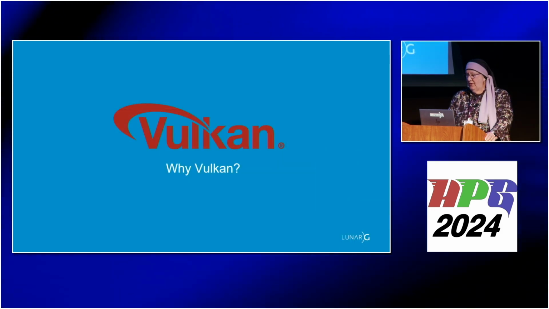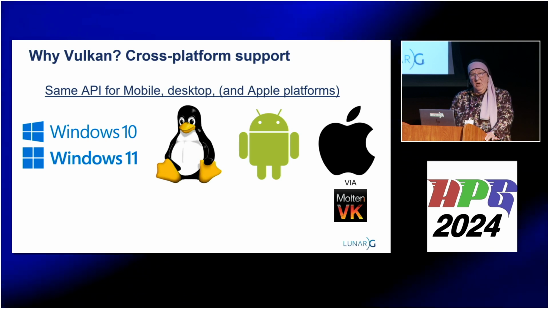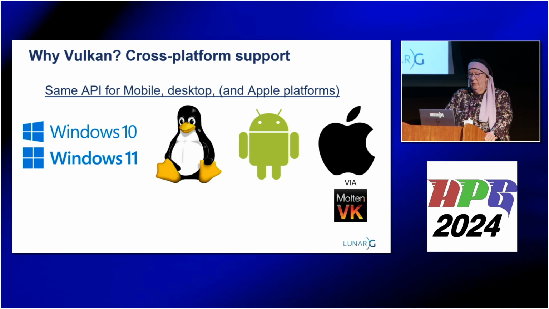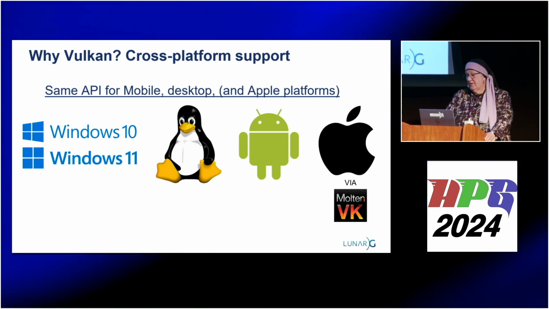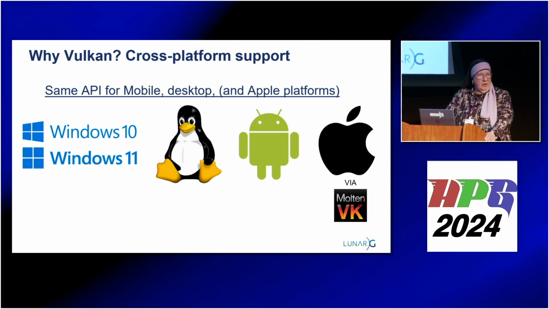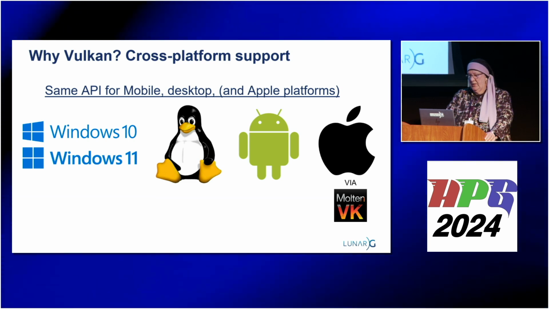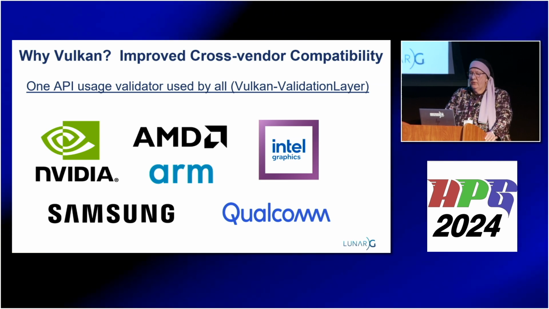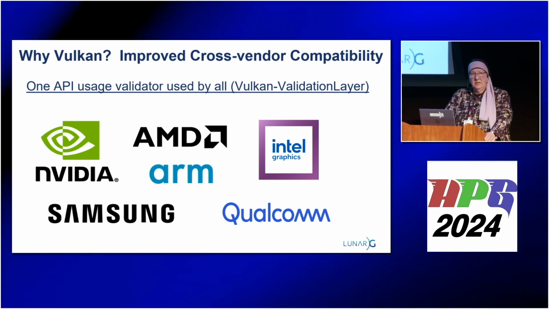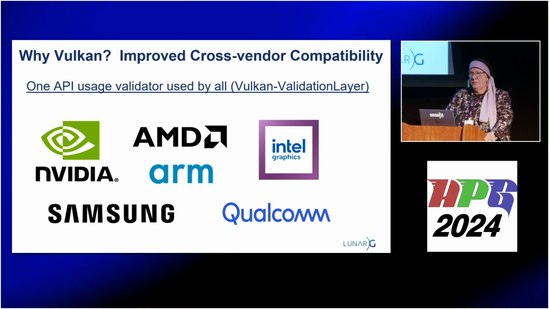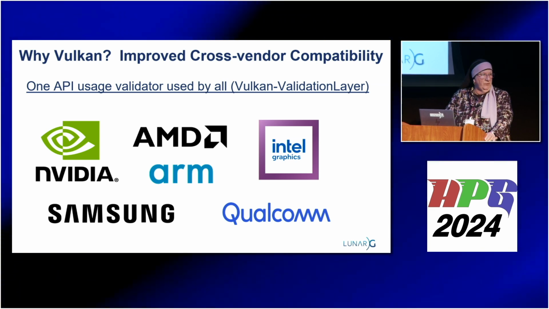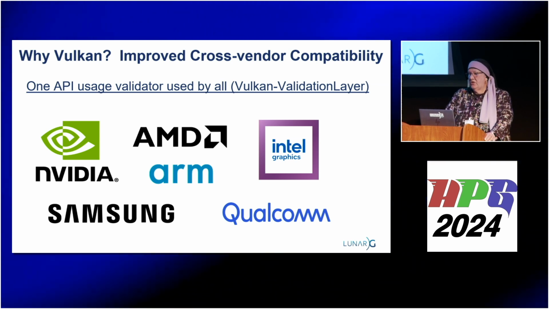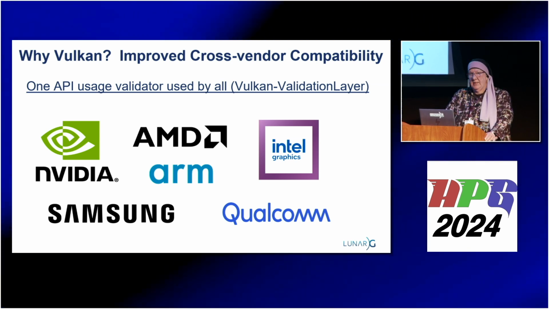Okay, so why Vulkan? These will go really fast. It's cross-platform. So the same API you can use for mobile, desktop, and Apple platforms with MoltenVK, the layer translation from Vulkan to Metal. And it has improved cross-vendor compatibility. And this is actually due in large part to one single validation layer for all the error checking of correct usage of the API. Error checking was removed from the drivers in Vulkan intentionally.